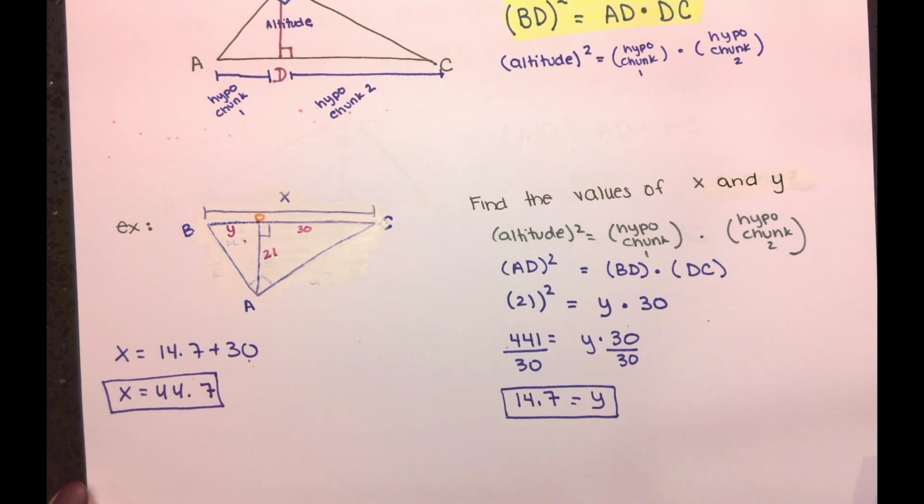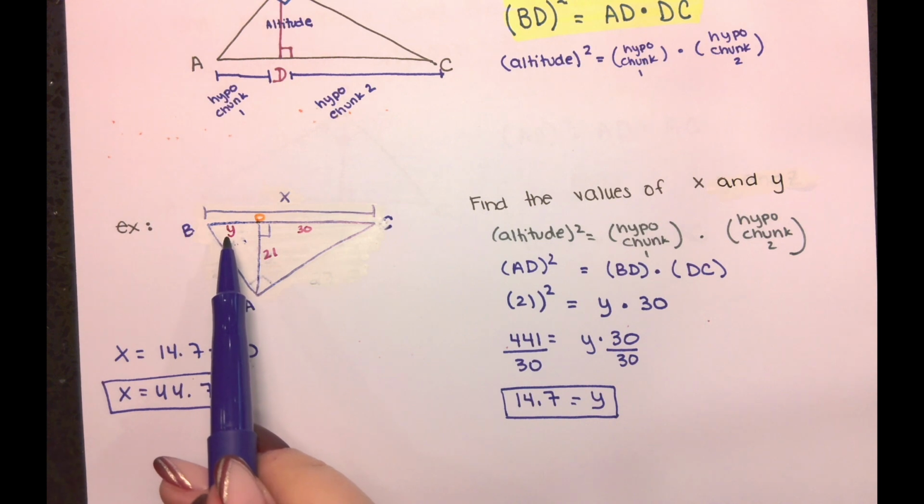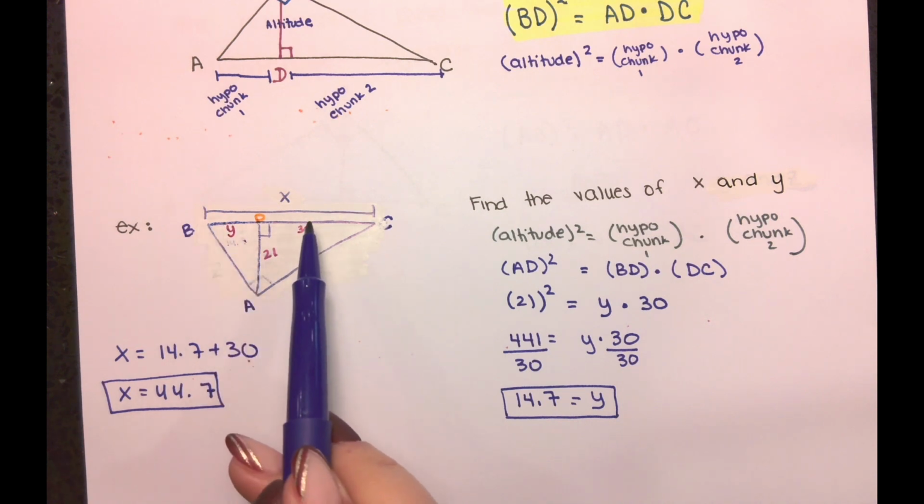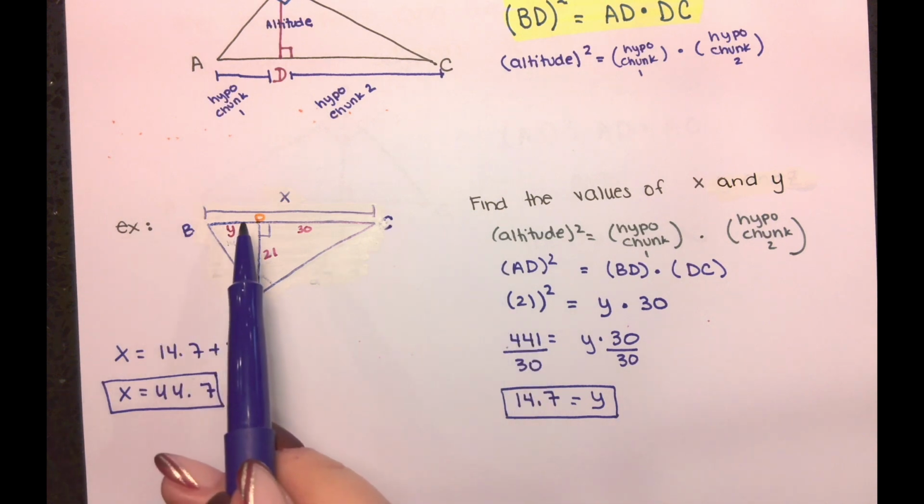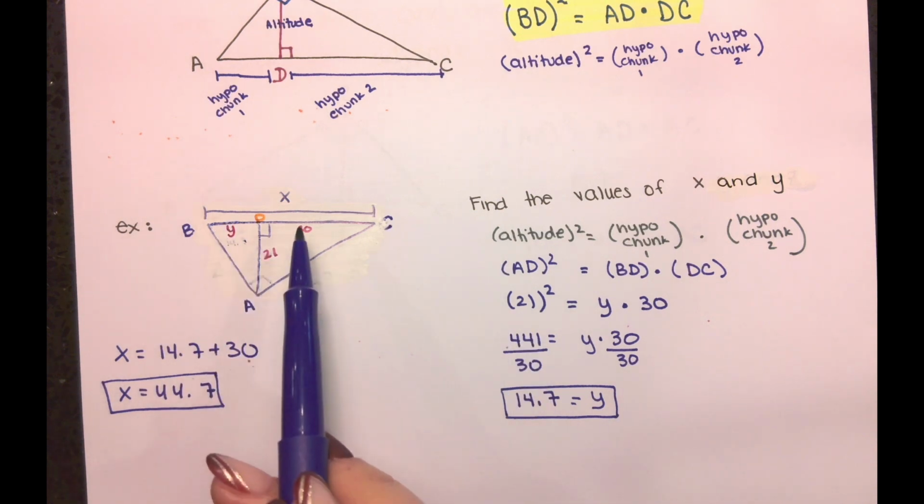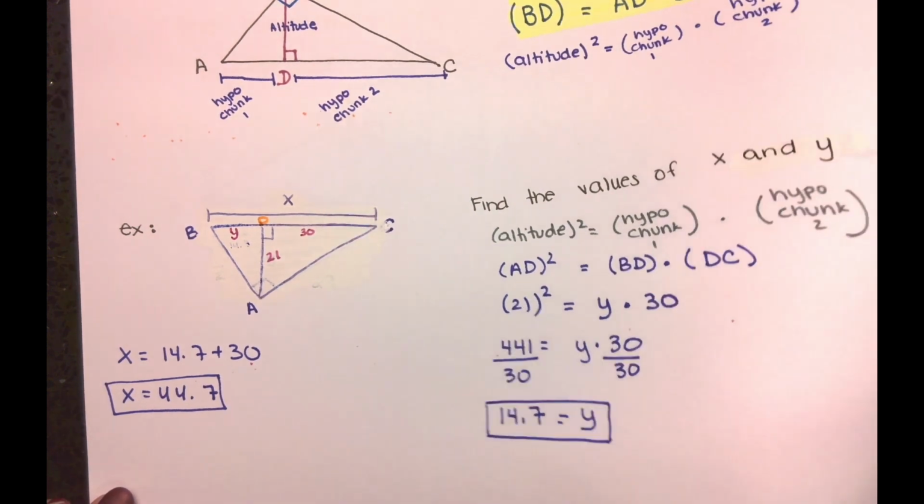Like that. Again, so the geometric mean of the altitude theorem. We got our altitude squared equals the two pieces of the hypotenuse multiplied together. The altitude squared is equal to the two pieces of the hypotenuse multiplied together. Let's do another example.